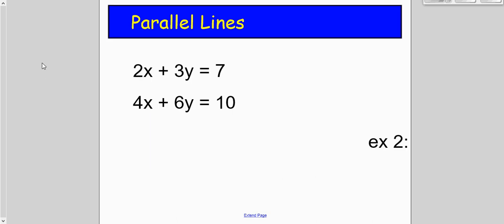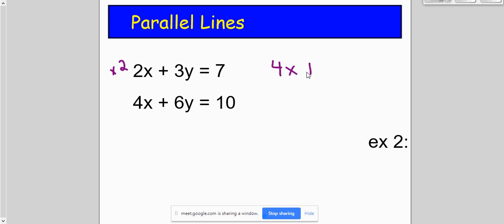Now, how do you know when you have parallel lines? That's kind of a good thing to see, and I want to show you. So let's say we have these 2 systems of equations. Let's solve this by elimination. If I decided to eliminate my x's, I'm going to multiply my top line by 2 so that my 4's in front of my x's would be the same. So I would have 4x plus 6y equals 14, and 4x plus 6y equals 10.